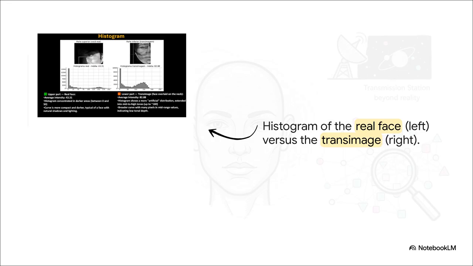Now, this is where it gets really interesting. Here's a direct comparison. On the left, you've got the histogram for the real face, and on the right, the histogram for the transimage. I mean, you don't have to be a tech expert to see right away that the shapes of these two graphs are completely different.